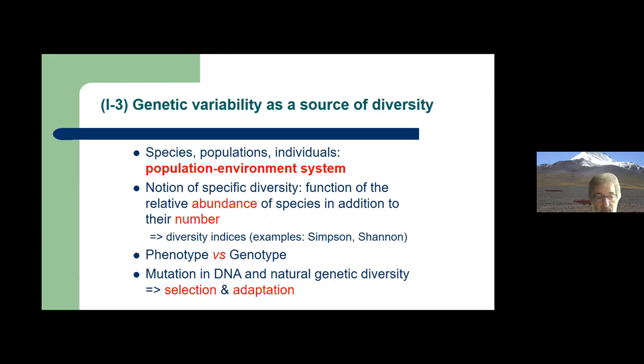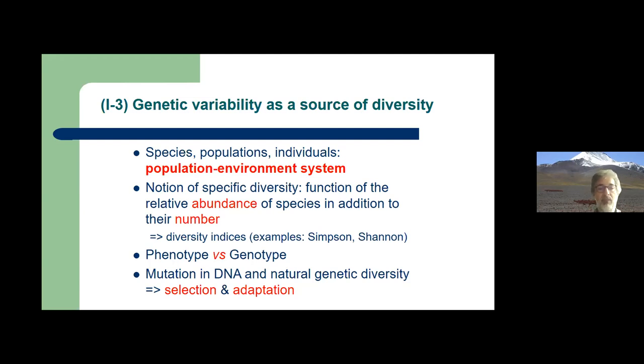And for describing this biological diversity, species isn't enough for describing this genetic variability. We need to explain more in depth the different populations and the individuals in the population. And now we are more describing the relationship between population, environment, and systems. So this notion of specific diversity develops the function of the relative abundance of species in addition to the numbers. And we developed some indices for describing this diversity, for example, the Simpson index and the Shannon index, and I think our colleague from Nepal will explain these indices in the next presentation. So I will not explain them here.